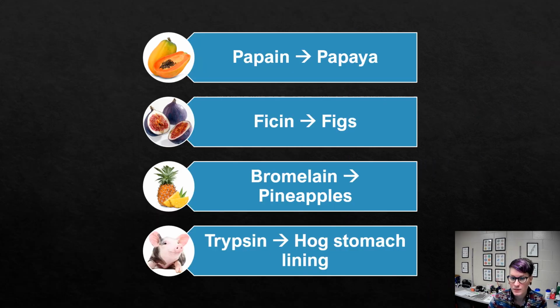These are the most common enzymes used in blood banking. Papain comes from papaya, ficin comes from figs, bromelain is made from pineapple, and trypsin is made from hog stomach lining.